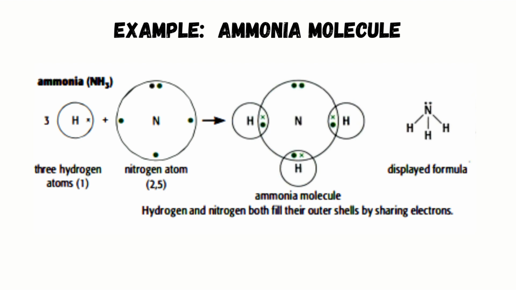Another example is ammonia molecule, NH3. Nitrogen is sharing its 3 electrons with 3 hydrogen atoms, and it has 1 lone pair which does not take part in bonding. So there will be 1 lone pair and 3 bonded pairs here in ammonia.